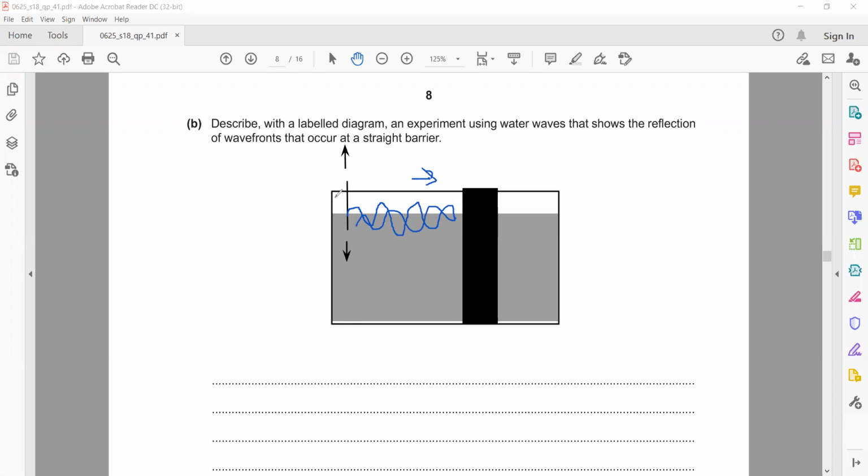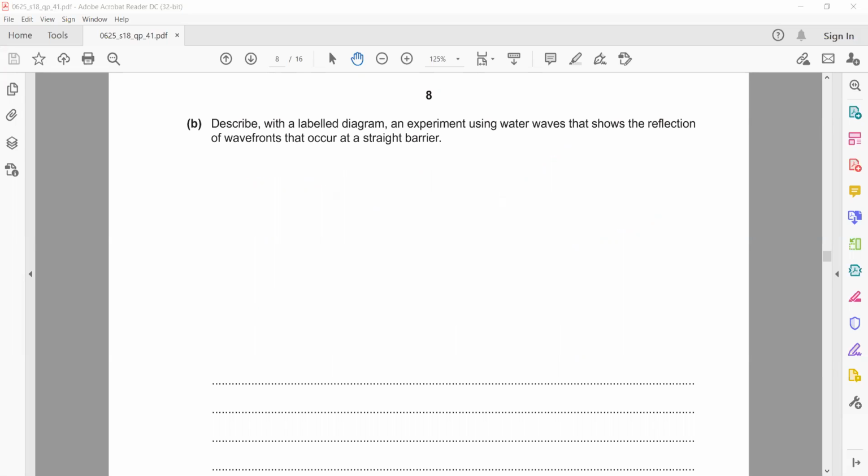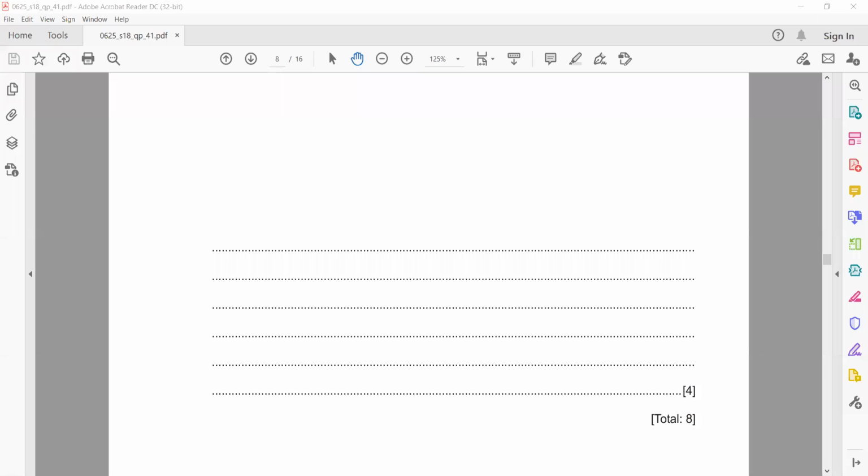It should be a labeled diagram. This one is the source which is producing water waves, a barrier, a ripple tank. You can label these. Then the explanation for this one. We will fill the ripple tank with water.